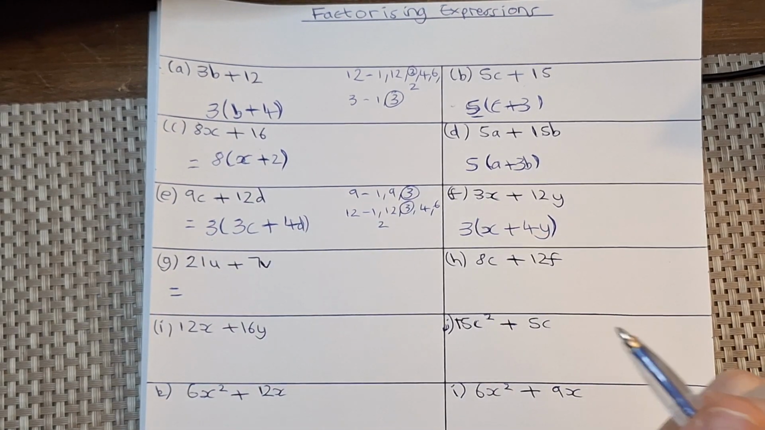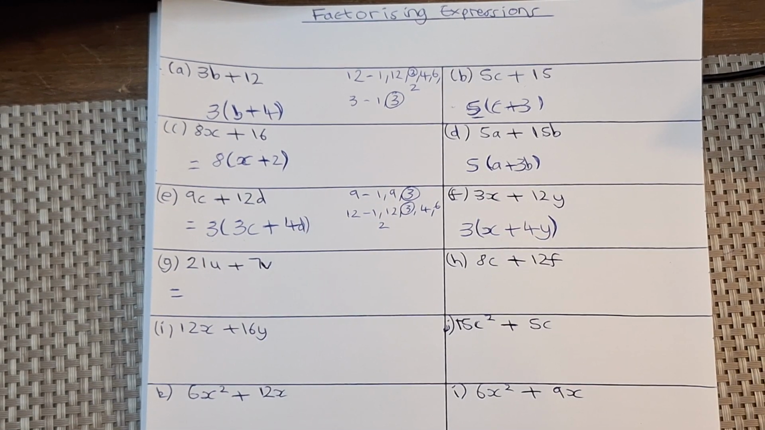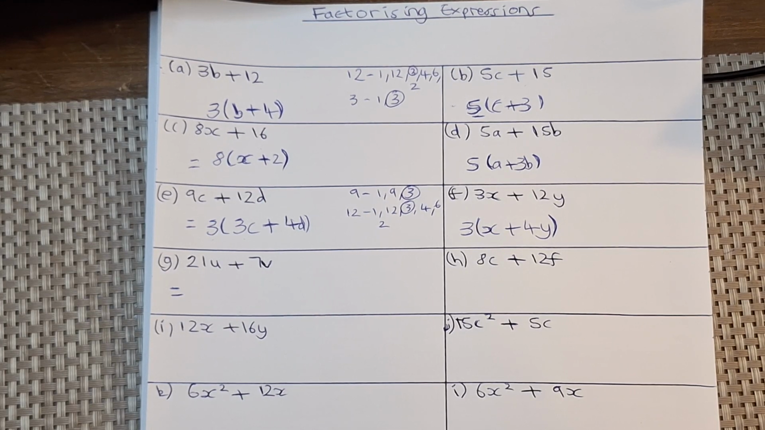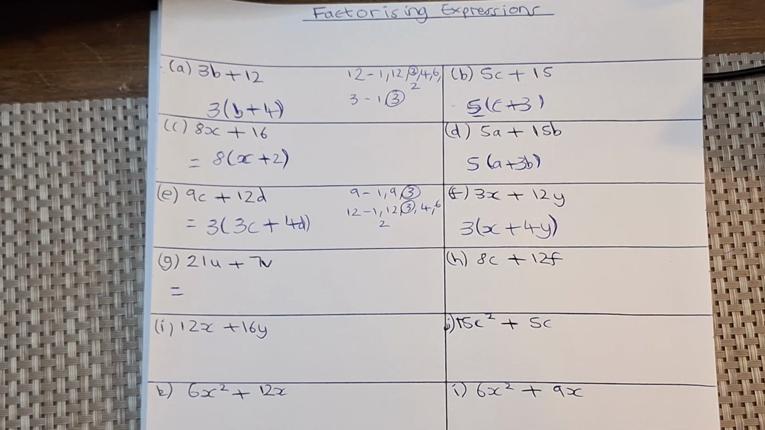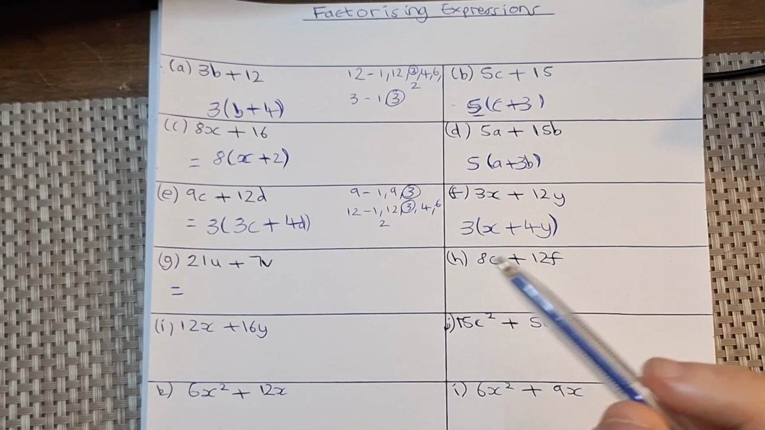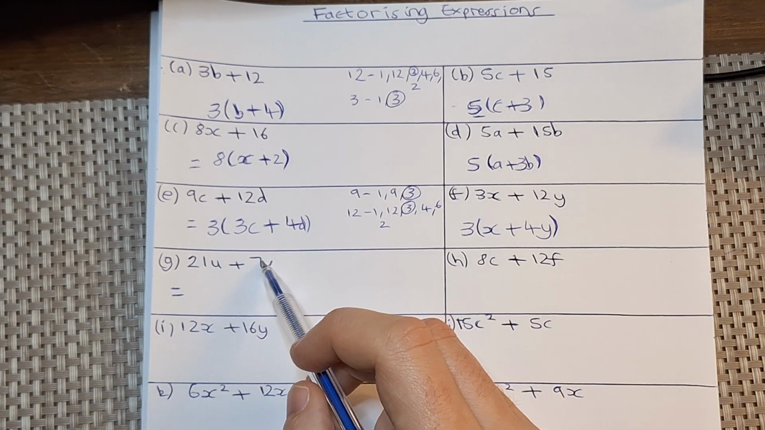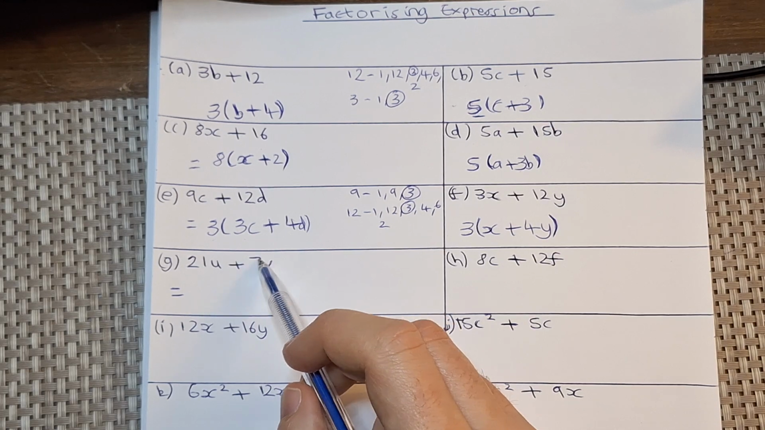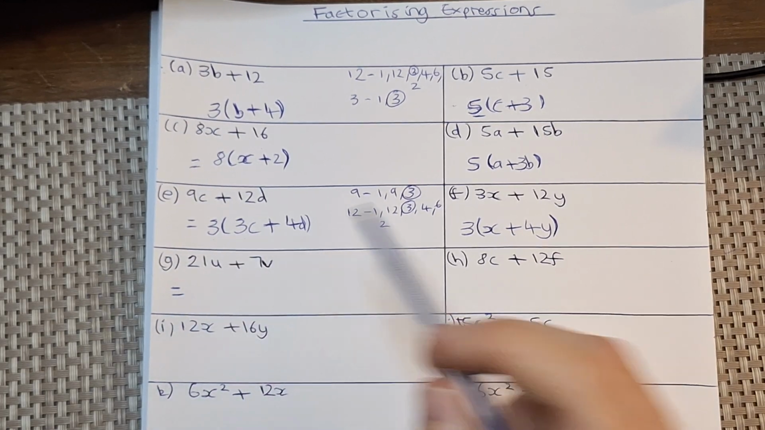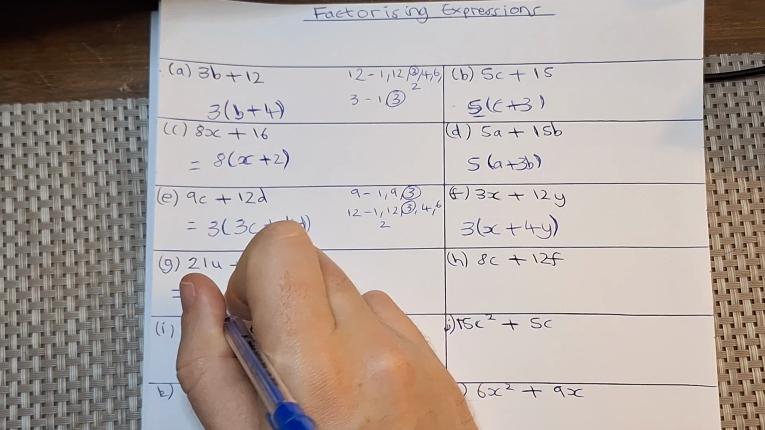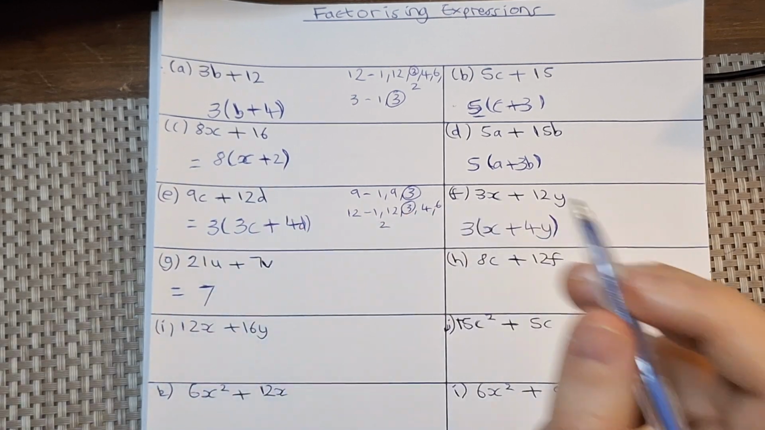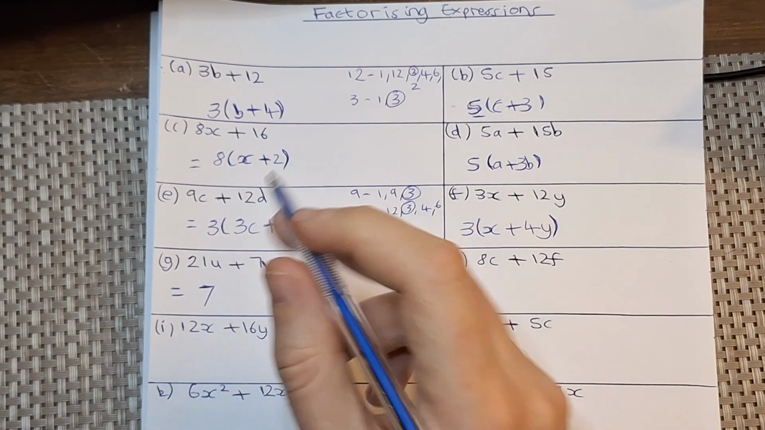Next question here, we've got 21u plus 7v. So what is the highest common factor of 21 and 7? I know it's 7, because the factors of 7 are 1 and 7, and 7 also goes into 21. 7 times 3 is 21. So 7 is your highest common factor of 21u plus 7v.